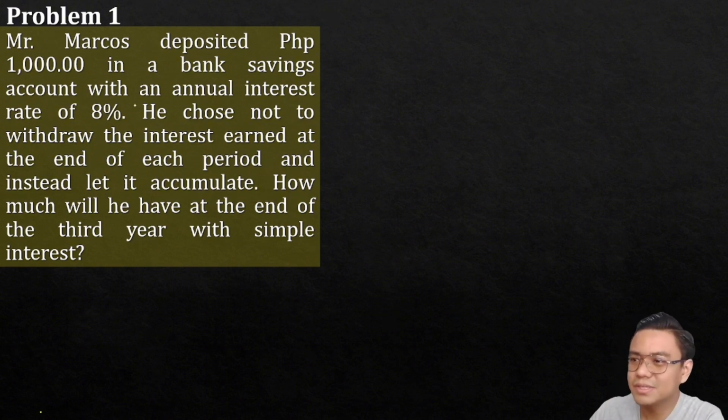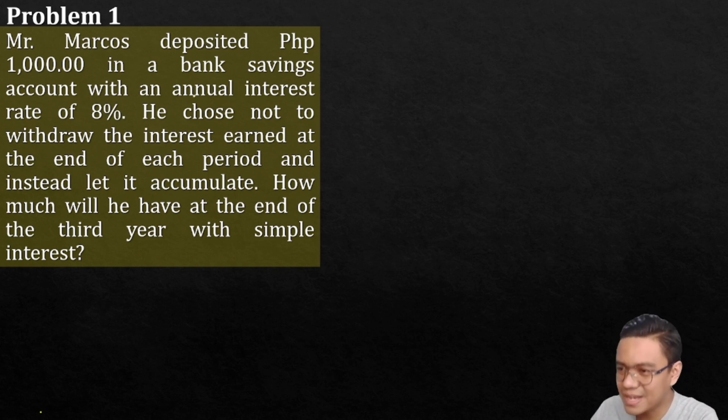It says here, Mr. Marcos deposited 1,000 pesos in a bank savings account with an annual interest rate of 8%. Now, he chose not to withdraw the interest earned at the end of each period and instead let it accumulate. How much will he have at the end of the third year with simple interest?